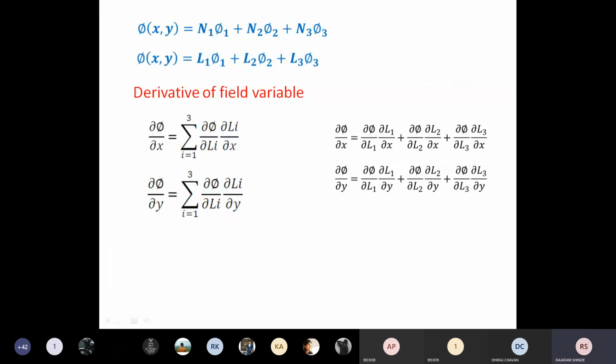here d phi by dx is equal to d phi by dL1 by dx. Here derivative of phi with respect to L2, derivative of L2 with respect to x, derivative of phi with respect to L3, derivative of L3 with respect to x. This transformation or this chain rule we have to use for calculation of the derivative. Okay, now this is not very important here, but it will be important when we go for higher order elements.